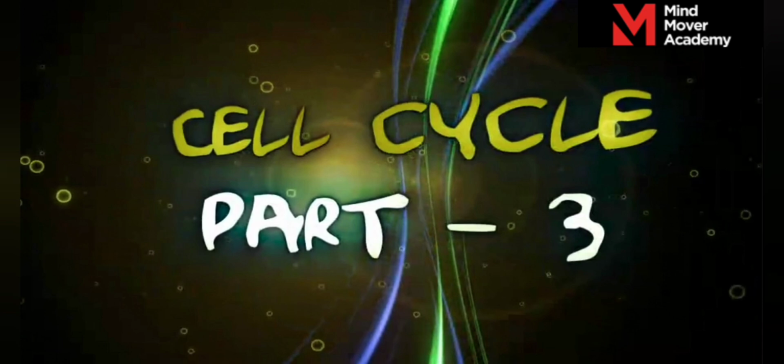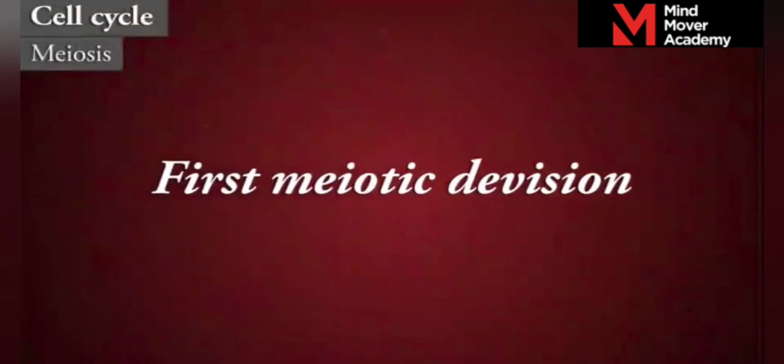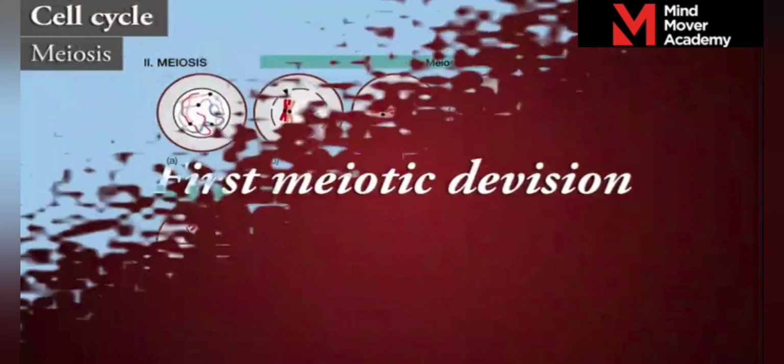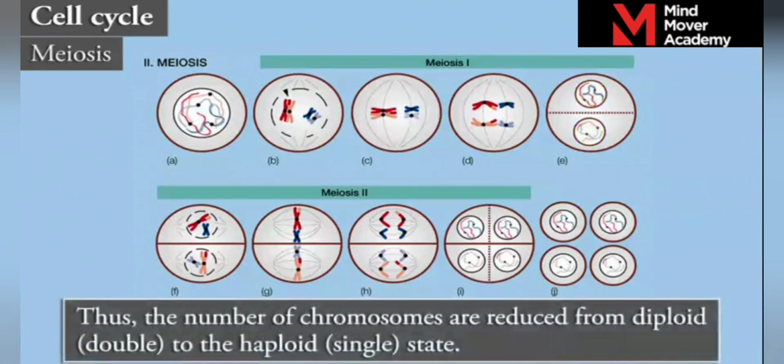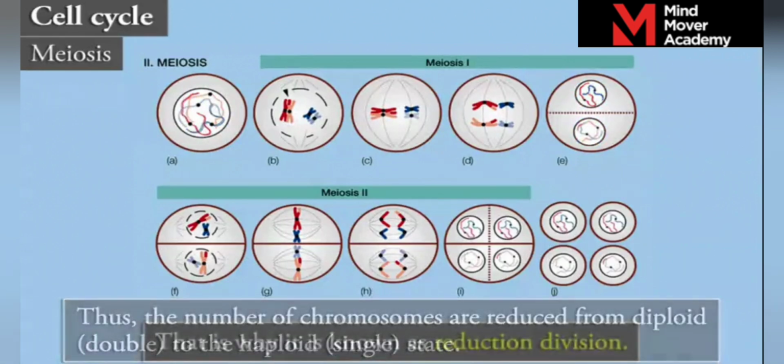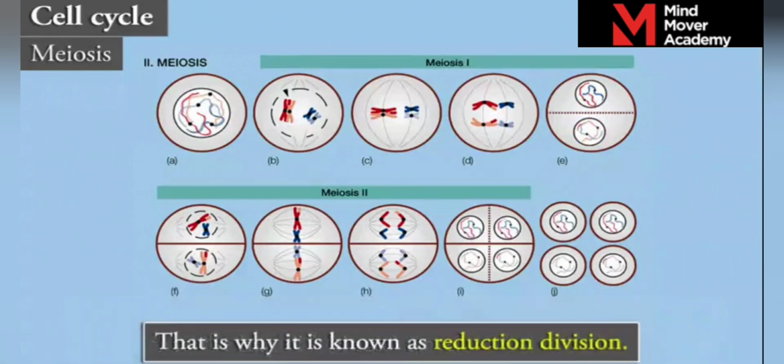Part 3. First meiotic division. In this division, homologous chromosomes come together or associate and subsequently segregate into daughter cells. Thus, the number of chromosomes are reduced from diploid or double to the haploid or single state. That is why it is known as reduction division.